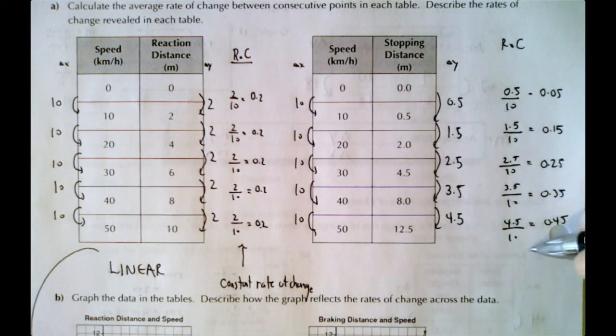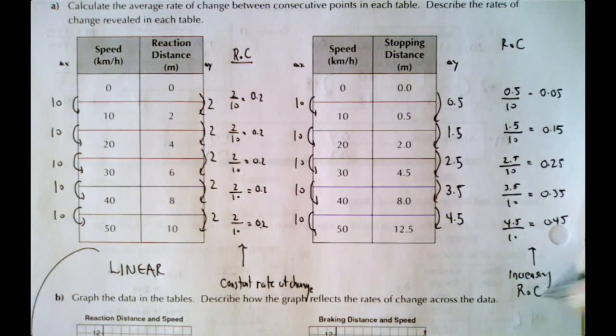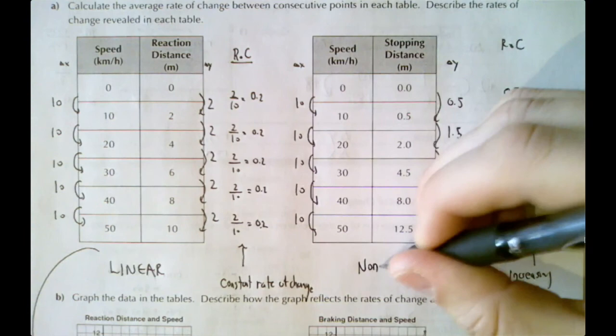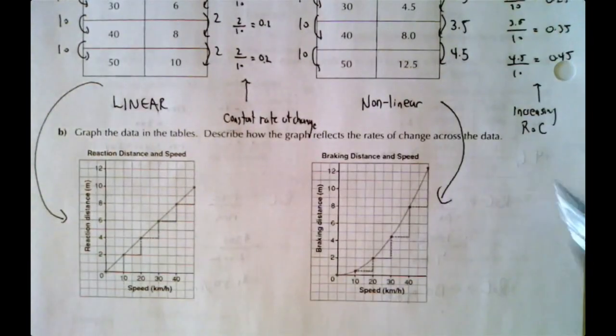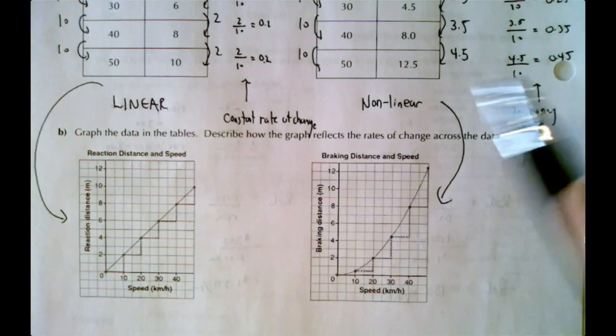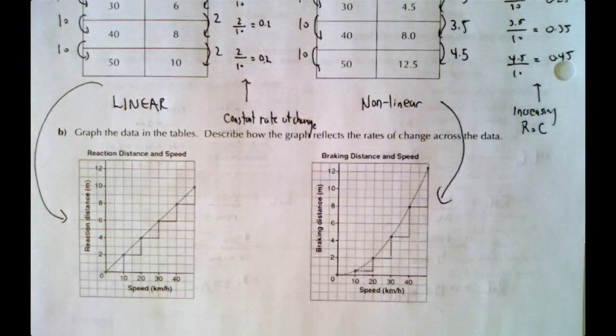So what's this mean? Well, this is an increasing rate of change. And this means it's non-linear. And this is an example of this graph below. We have a non-linear relationship because our rate of change is increasing. If the rate of change is constant, we have a linear relationship.